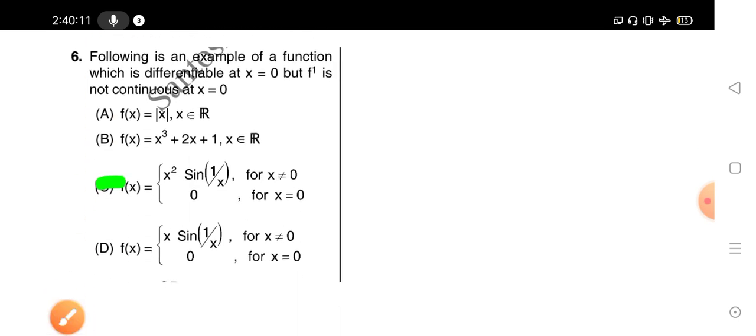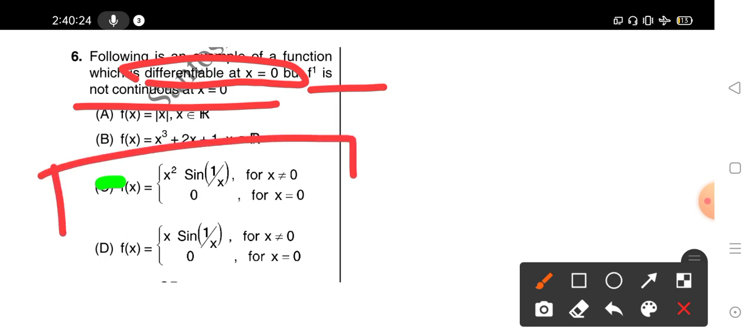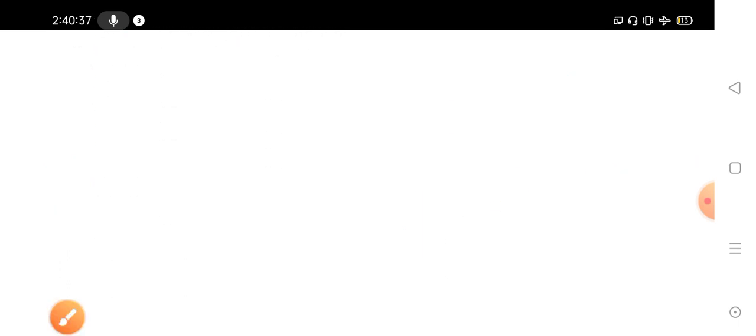Next question. Following is an example of a function which is differentiable at x equal to 0. Here it is given differentiable at x equal to 0 and f dash is not continuous at x equal to 0. In option C, f is differentiable at x equal to 0 and f dash is not differentiable. So option C is correct.